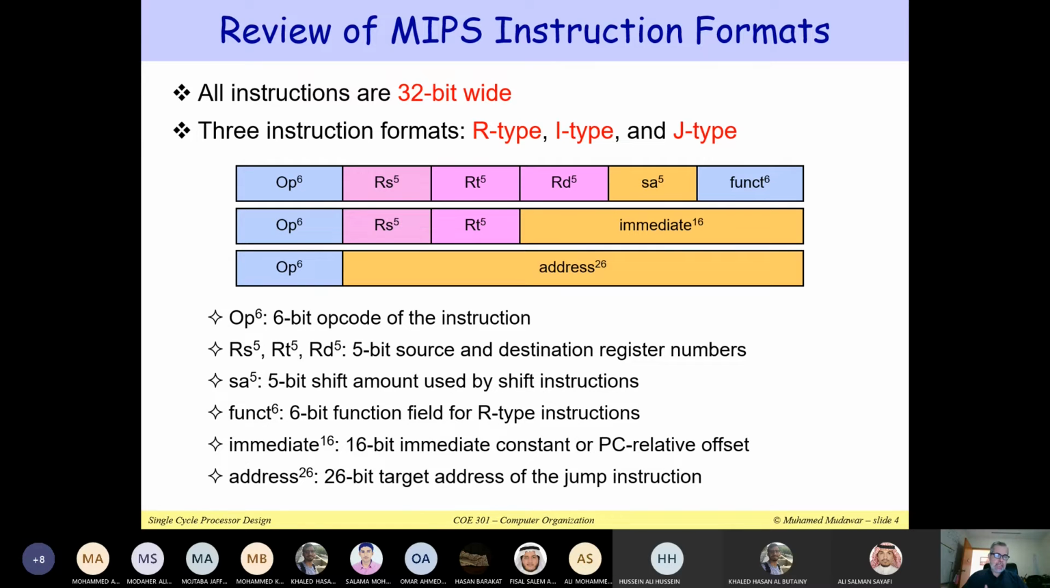And finally, for the J type, which is used by the jump and the jump and link instructions, these 2 instructions use the jump type. There are no registers, just a 26-bit address, which is part of the instruction format. So these are the instruction formats. We need to understand them because we are going to deal with them when we implement these instructions in the hardware. So when we build the CPU, the CPU is going to implement these specific instructions.